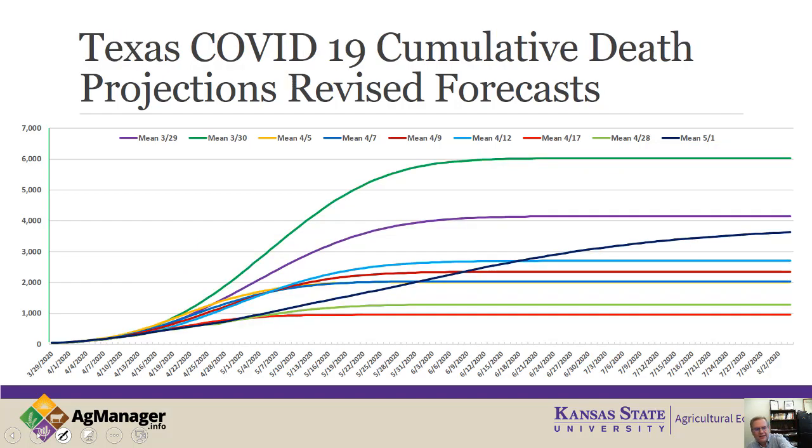In terms of Texas, again, it increased, then it decreased. As of 4/17, we were down at this 1,000 range. And now, if you look at the estimates, by August 4th it's expected to move into this range of about 3,600.